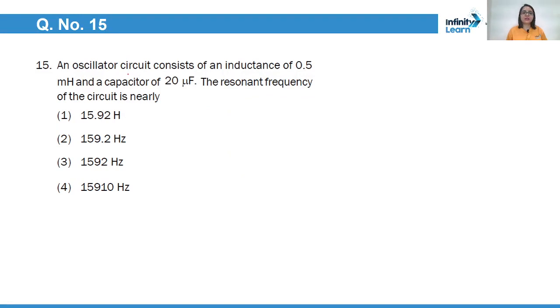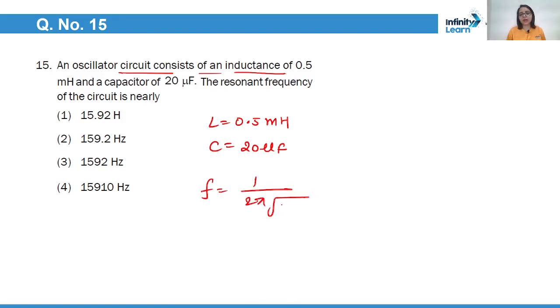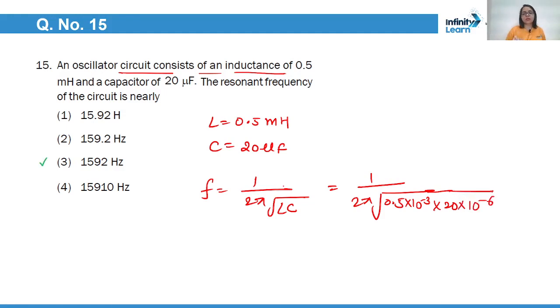Question number 15. An oscillator circuit consists of an inductance of 0.5 millihenry and capacitor 20 microfarad. The resonant frequency of the circuit is, so it is 1 upon 2 pi under root L into C. So it is 1 upon 2 pi under root L is 0.5 into 10 power minus 3 and C is 20 into 10 power minus 6. So after solving this one, you'll get option 3 Hertz.